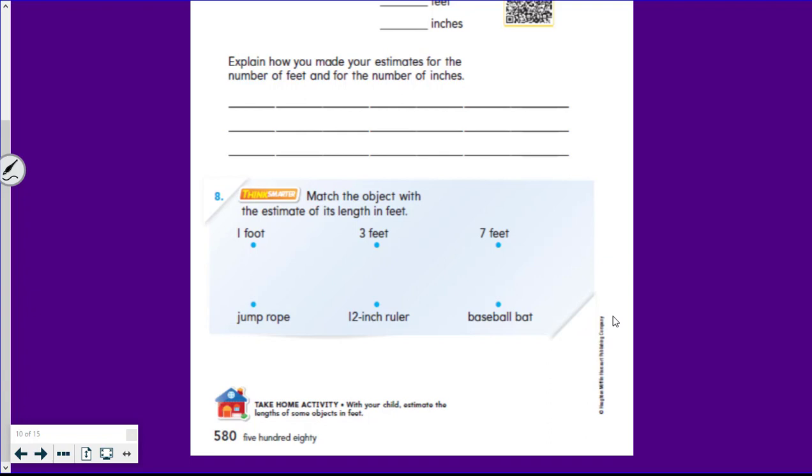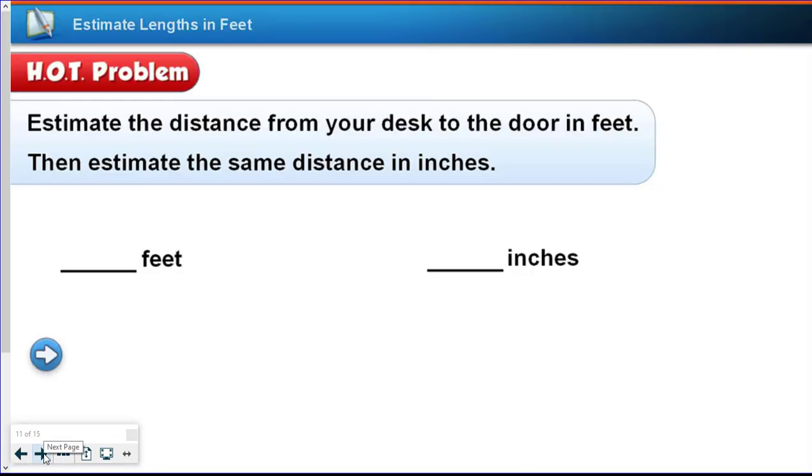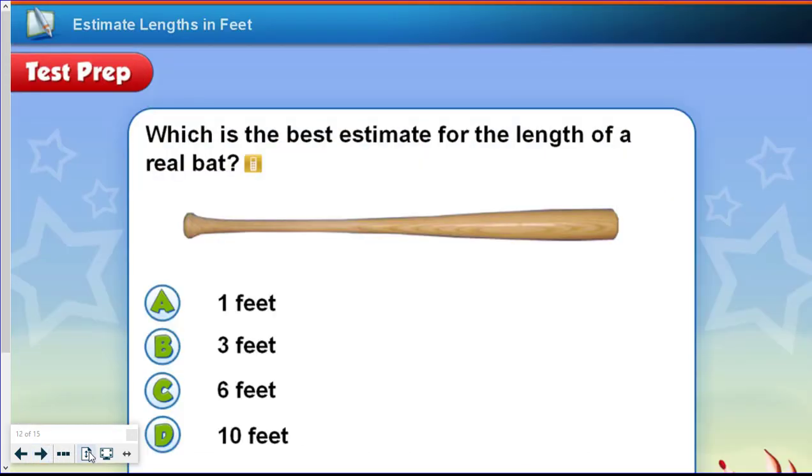All right, so here's what I came up with. For a jump rope, I was stuck between 3 feet or 7 feet. But then when I looked at the baseball bat, I said, well, a baseball bat's going to be shorter than a jump rope. So I went with 7 feet for the jump rope and 3 feet for the baseball bat. And then this one was the easiest. A 12-inch ruler is 1 foot, which we've been talking about. All right, and then we'll go to your homework pages. Really short lesson today.